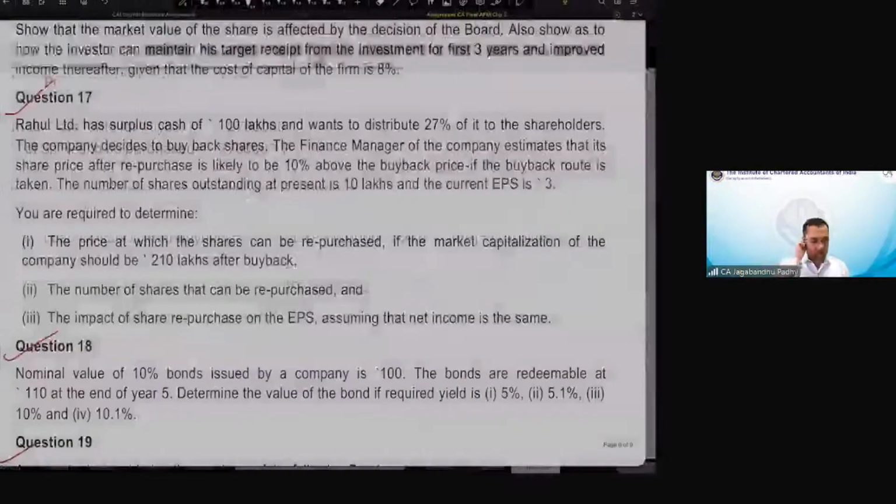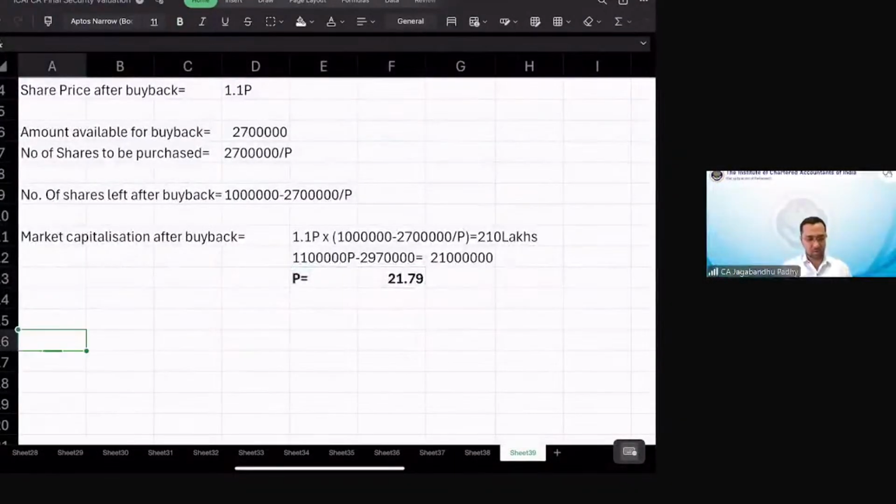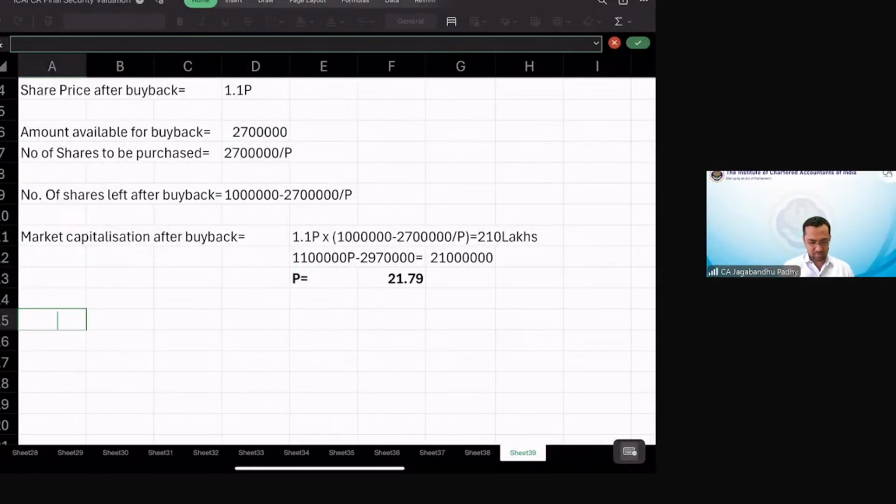Okay, then the next part is the number of shares that can be repurchased. So what will be the number of shares that can be repurchased?